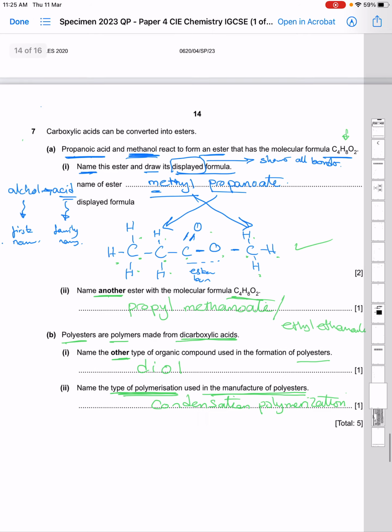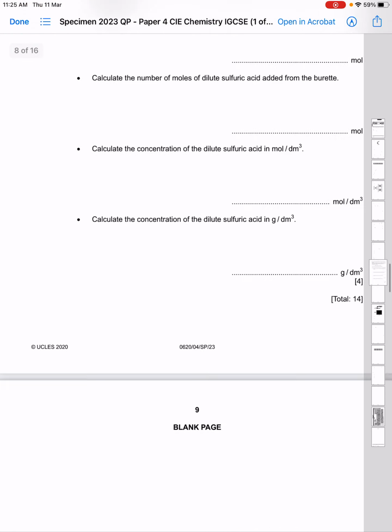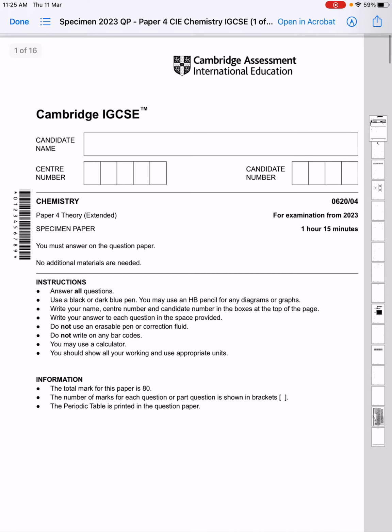Okay, so just to remind you, that was the Cambridge IGCSE exam released for 2023, paper 4 extended theory. Of course, that's the specimen paper released from Cambridge. Thank you so much for watching.